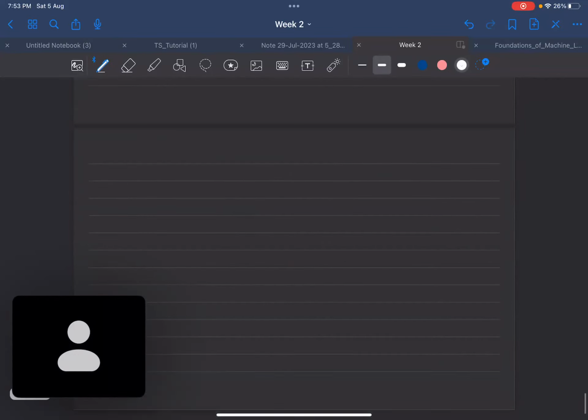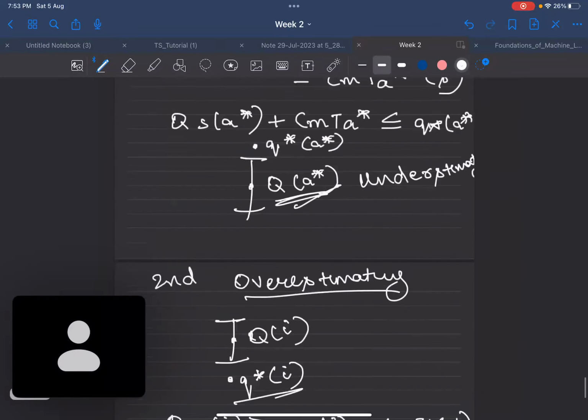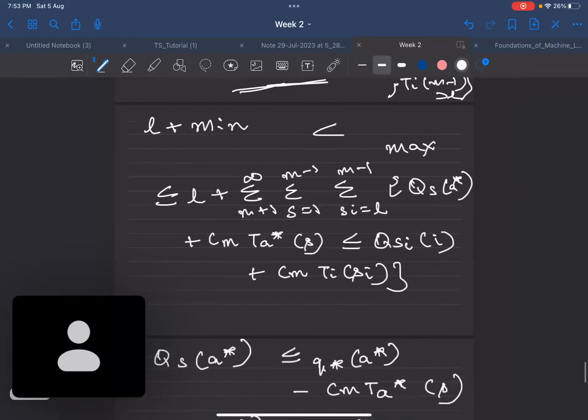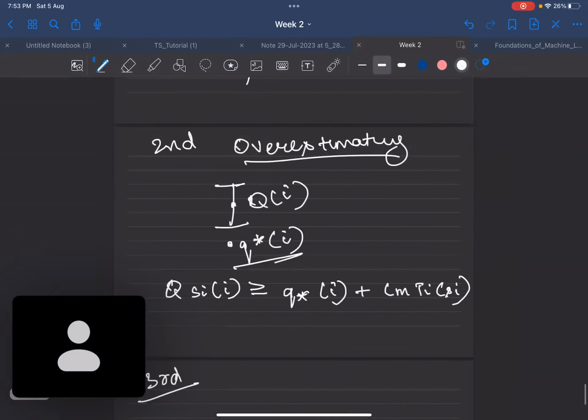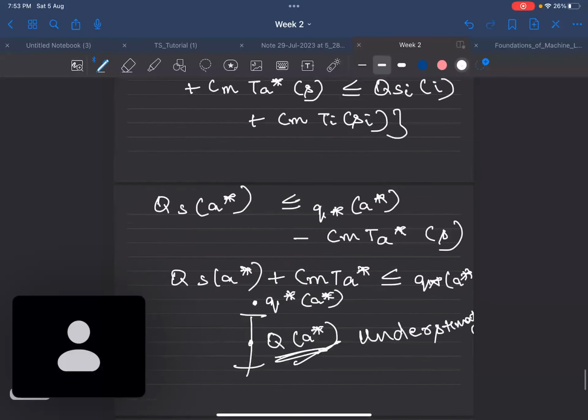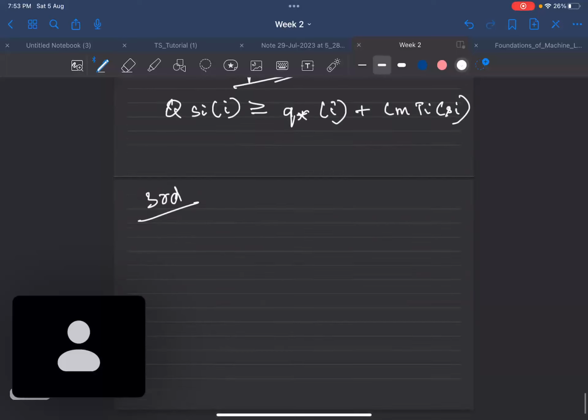Now, can someone tell me the third place where this can happen? Where we can choose arm I? If the difference between the estimate of the suboptimal and the optimal are very small. That is, what if the difference between them is very small.